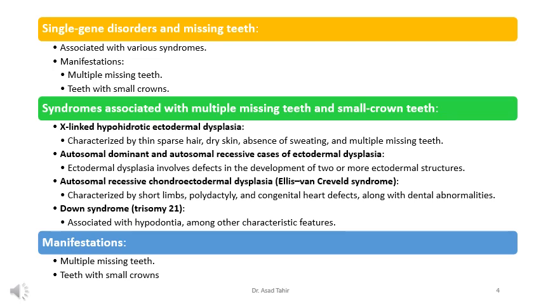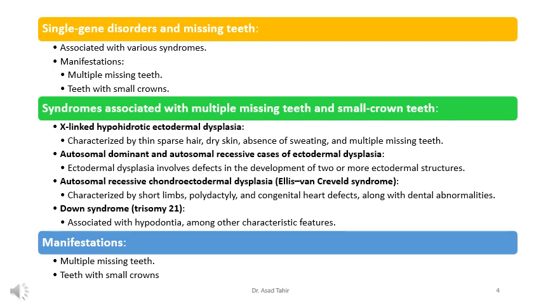Manifestations. Multiple missing teeth. Teeth with small crowns. Syndromes associated with multiple missing teeth and small crown teeth. X-linked hypohidrotic ectodermal dysplasia. Characterized by thin sparse hair, dry skin, absence of sweating, and multiple missing teeth. Autosomal dominant and autosomal recessive cases of ectodermal dysplasia. Ectodermal dysplasia involves defects in the development of 2 or more ectodermal structures.